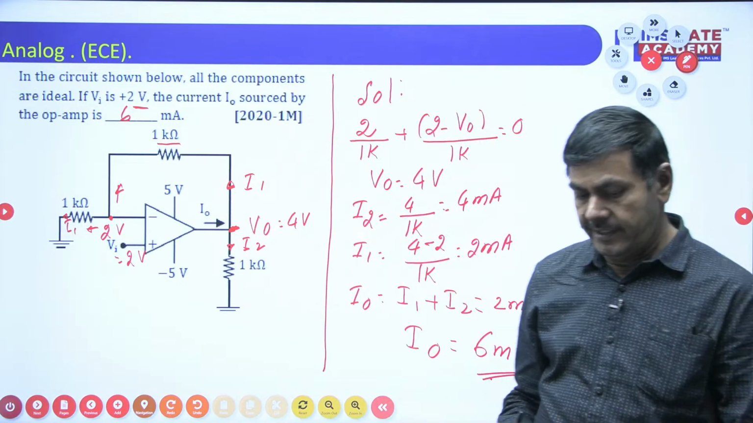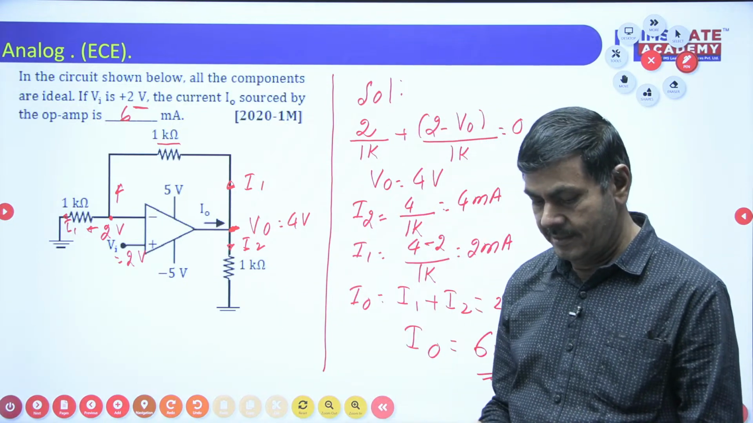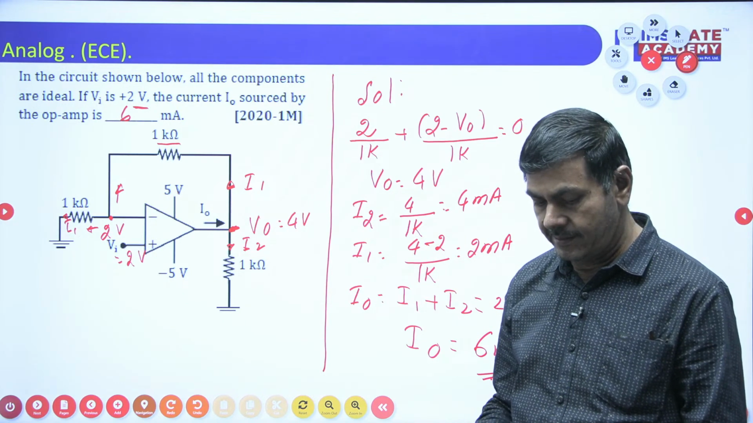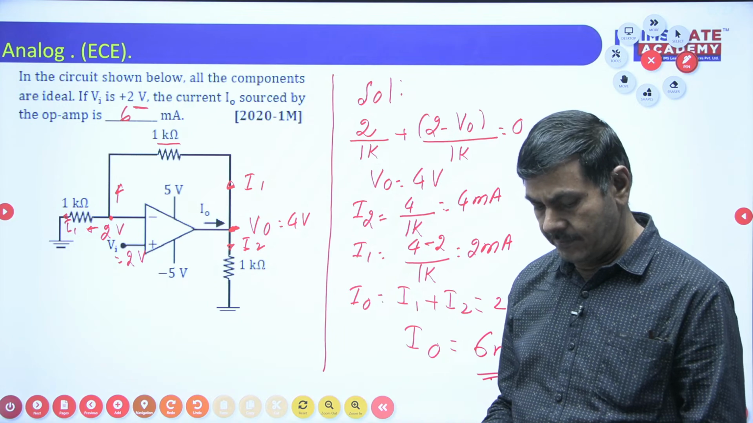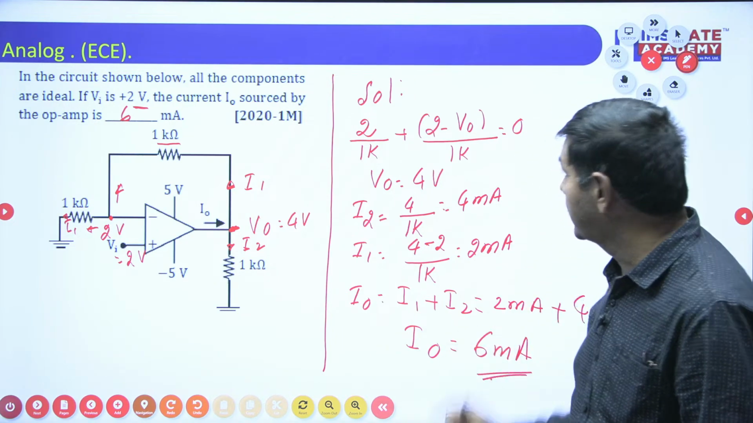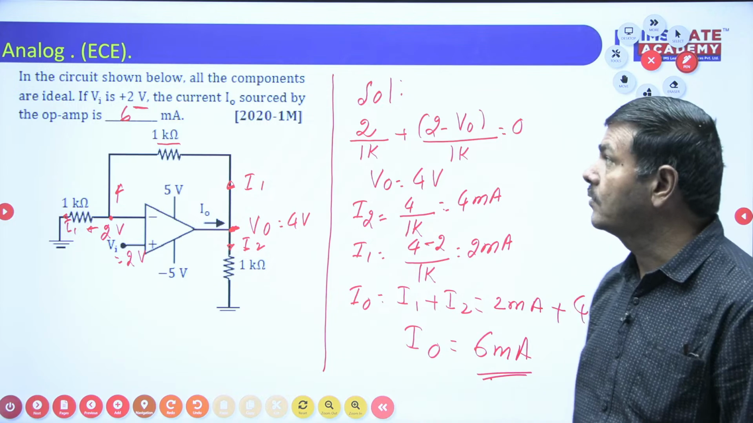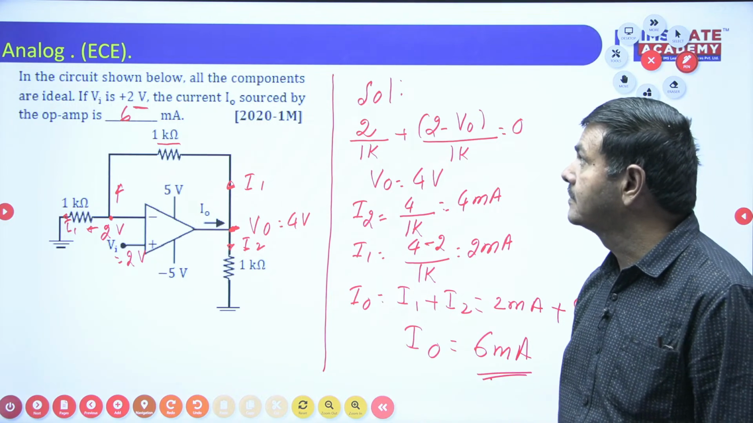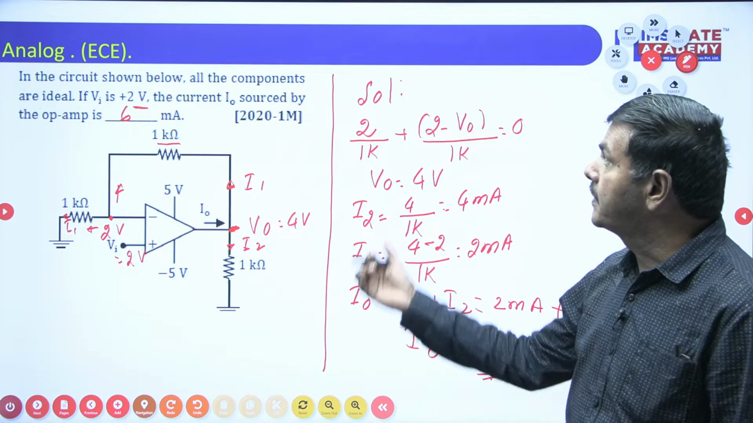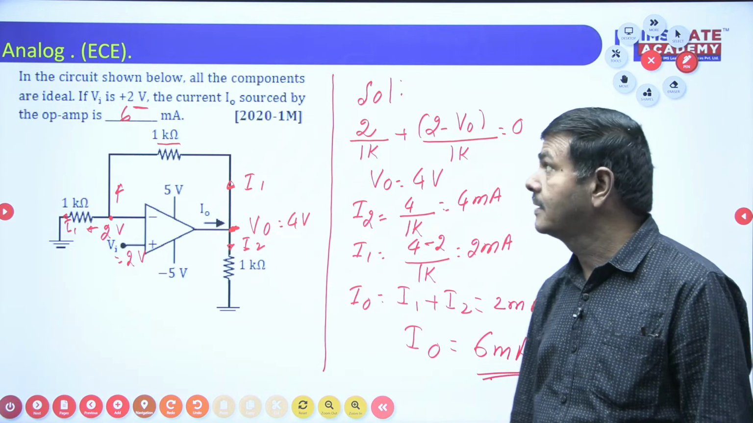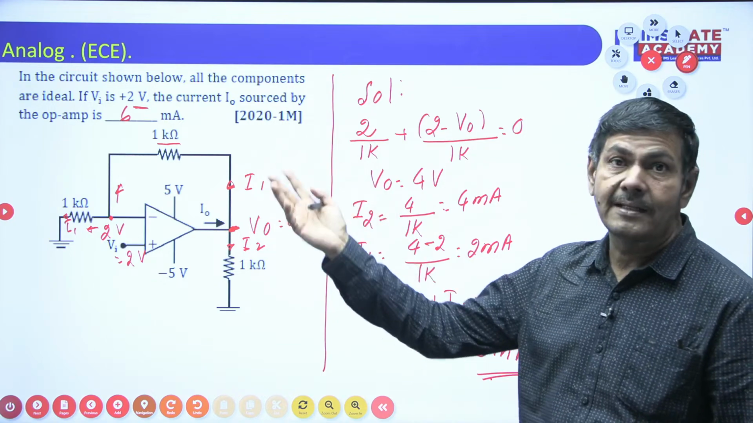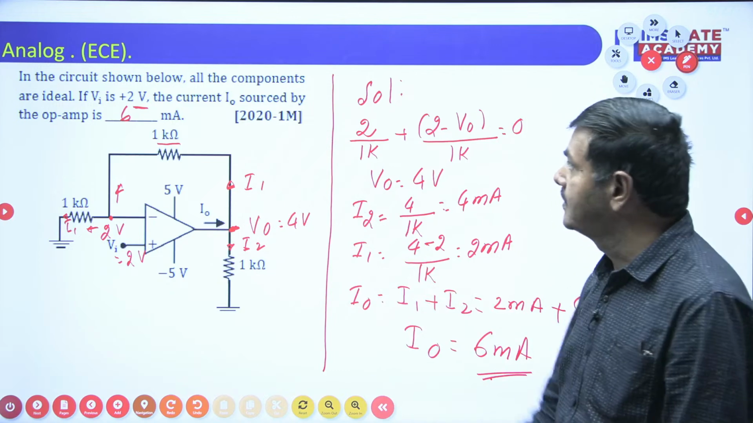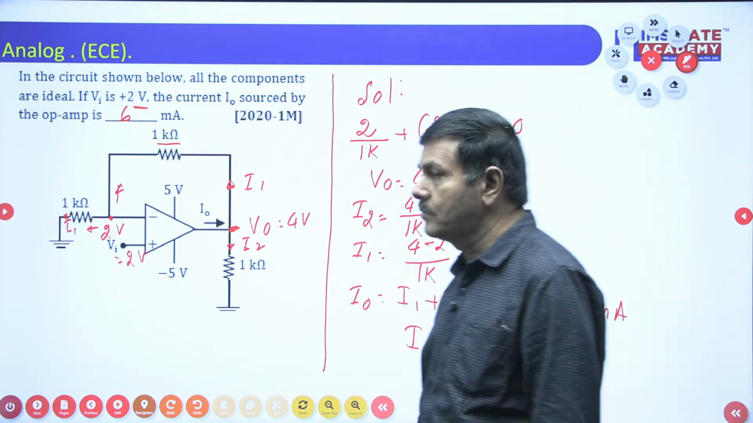Any students having any doubt regarding this problem? If you have any doubt, you can raise it. 6 milliamperes we are getting now. I hope you followed. Yes, I did the questions which were asked in the ECE paper 2020. ECE, IN and electrical. From these three branches, I selected a good number of analog questions. I did only those now. I hope you followed. Thank you.